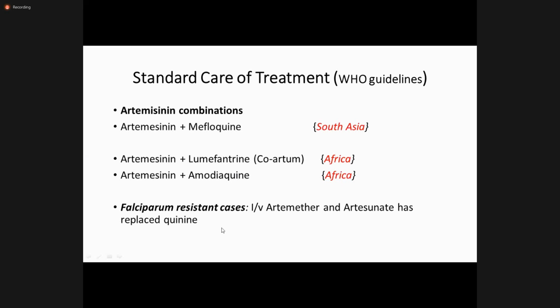Also, in the case of falciparum resistance cases, you can use IV artemether, and this is the aqueous form. In resistant cases, previously we used quinine, but we discussed that quinine has a very strong or fatal side effect, that is blackwater fever. So nowadays quinine has been replaced with the IV form of artemether.